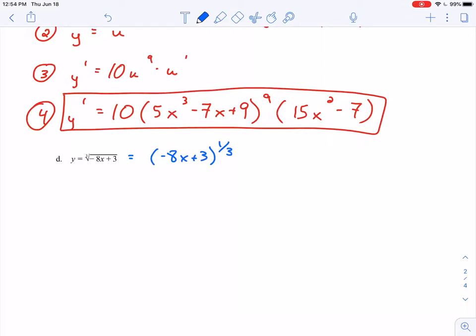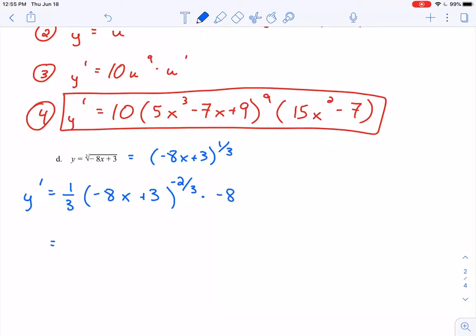We'll check our answer. You still need to identify your inner function here. Our inner function is negative 8x plus 3. So let's think about this. I have that negative 8x plus 3 raised to the 1/3 power. If I wanted to take the derivative, I'm going to take the derivative of this outside part first. So I will multiply by my power and subtract 1 from my power. That would be negative 2/3. Inside part stays exactly the same, negative 8x plus 3. But we're using the chain rule here, so we need to multiply by the derivative of the inside part, which in this case is just negative 8.